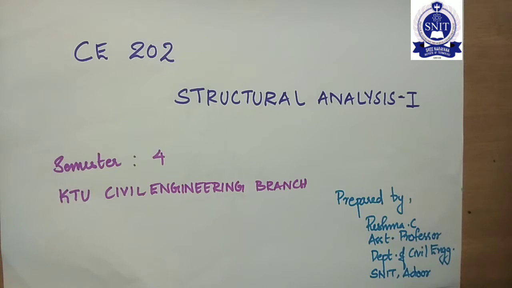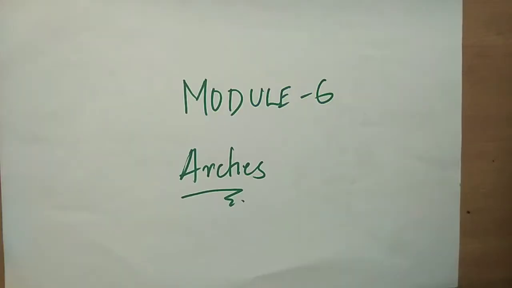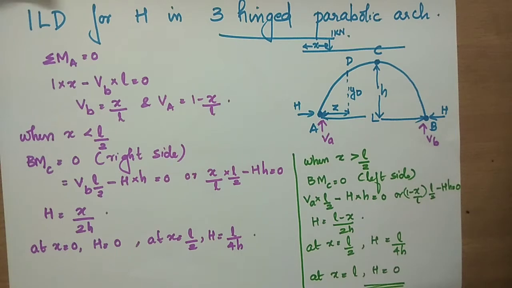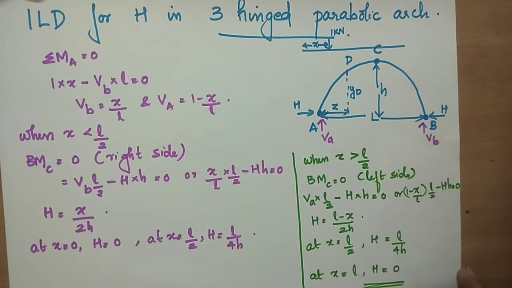In the previous class, we dealt with some extra numericals in 6th module of CE202 Structural Analysis 1. In today's class, we are going to do some more numericals. In today's class, we are going to see the ILD for horizontal thrust in 3-hinged parabolic arch.